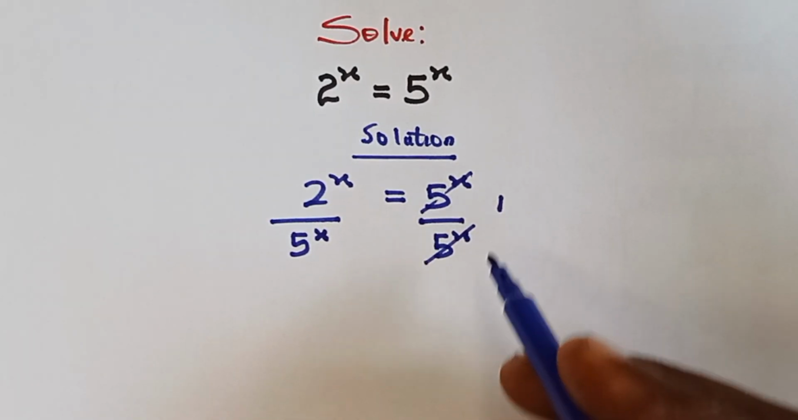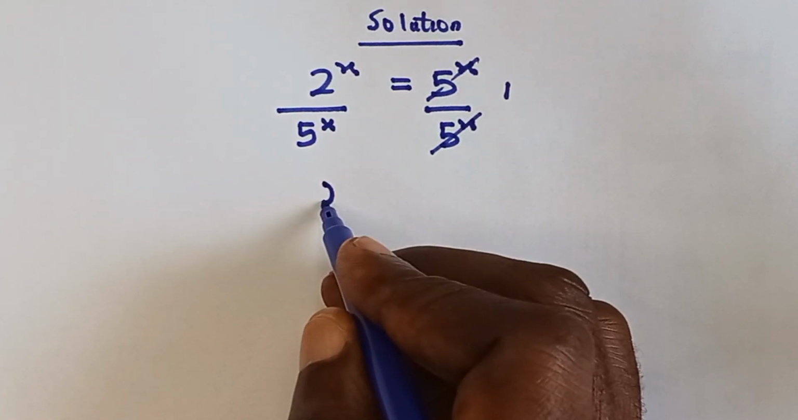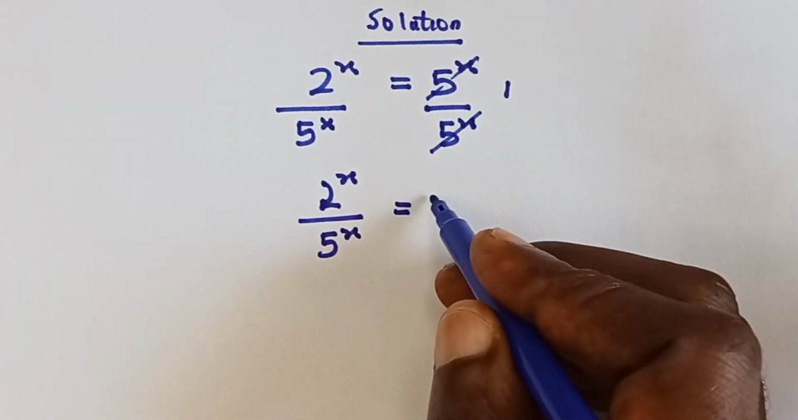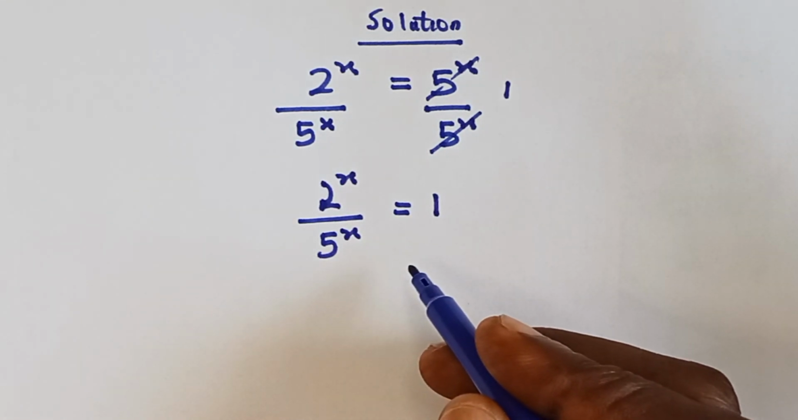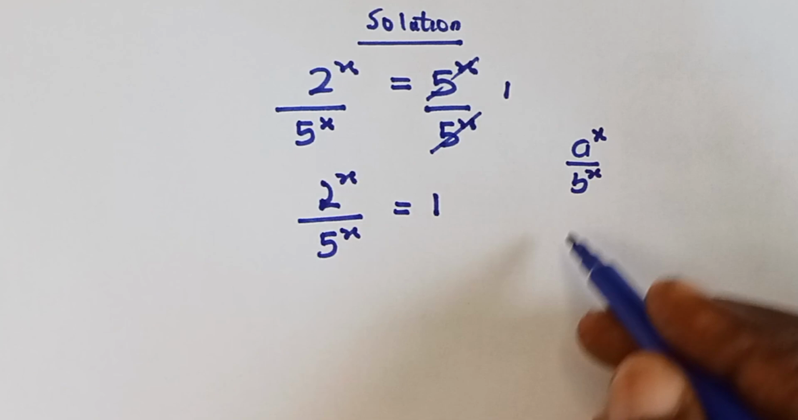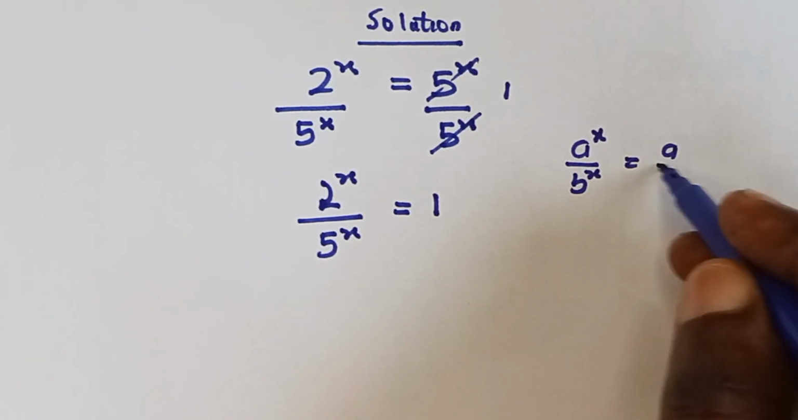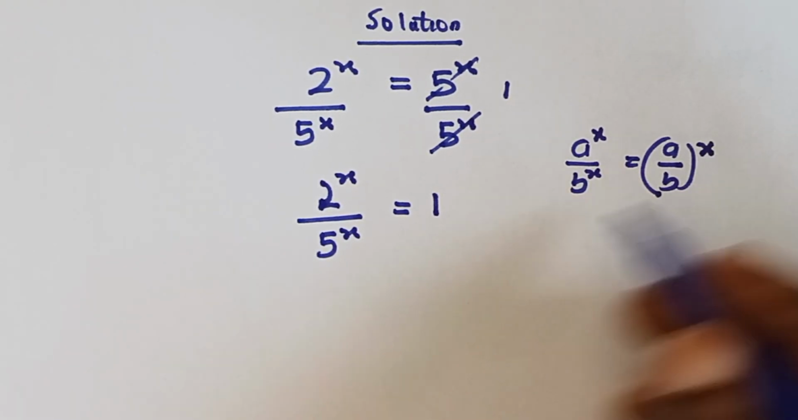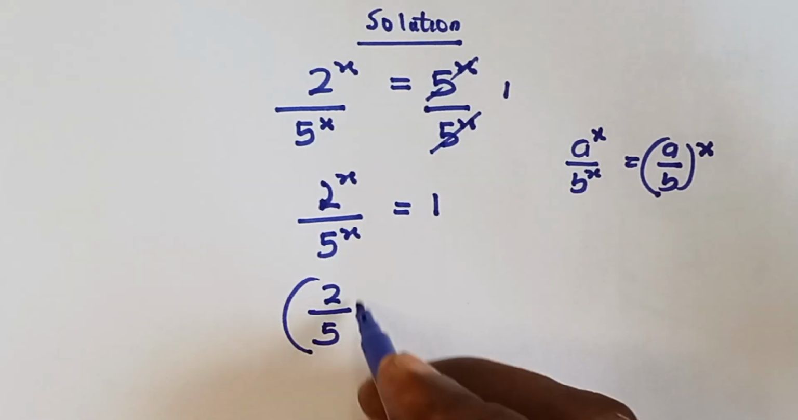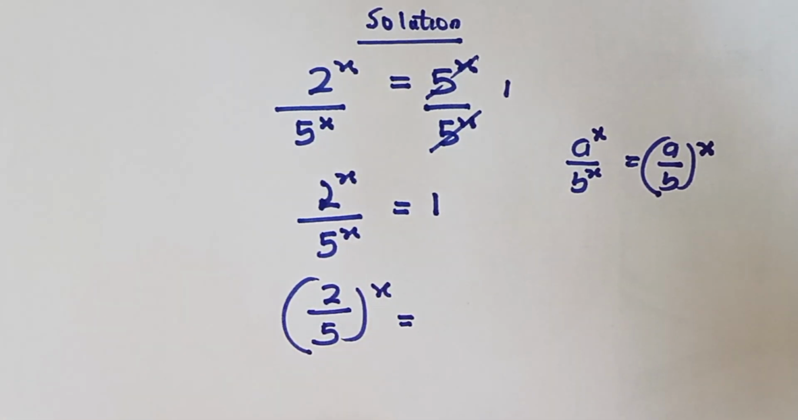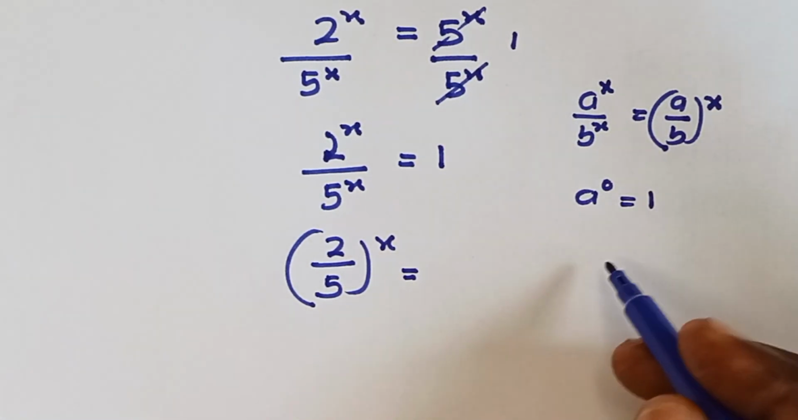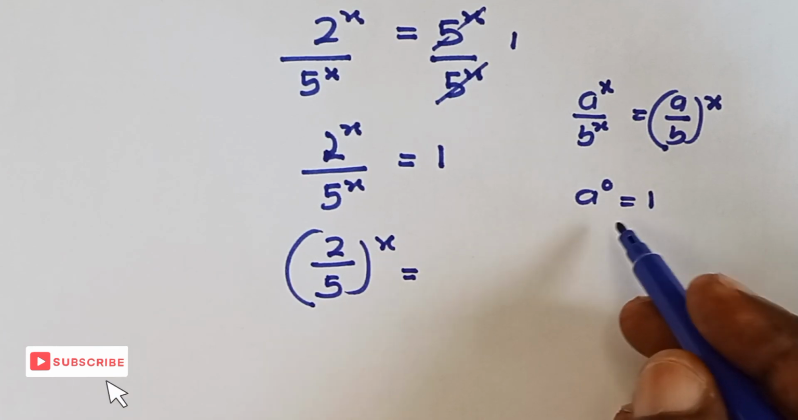So what we have now is 2 raised to power x over 5 raised to power x equals 1. One of the laws of exponents says that if we have a raised to power x over b raised to power x, it's the same thing as a over b everything raised to power x. That's what we are doing there. So here we have 2 over 5 everything raised to power x equals, another law says that a raised to power 0 is 1, that is, anything raised to power 0 will give us 1.